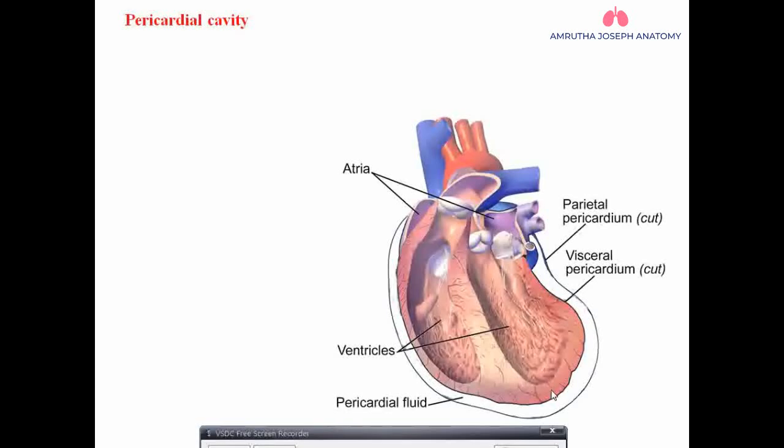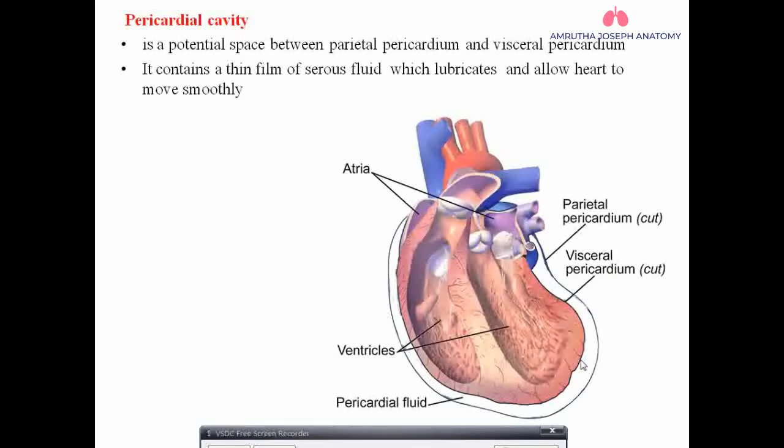So heart, the visceral pericardium lining the heart. At this area near the root of great vessels, it is going to continue as the parietal layer. And between the parietal and the visceral, there is a gap, that is pericardial cavity. Now outer to the parietal layer, there is fibrous pericardium. So this is a space between the outer and inner layer of the serous pericardium. It contains a serous fluid which is lubricating this area, the heart, and allowing the heart to move smoothly.